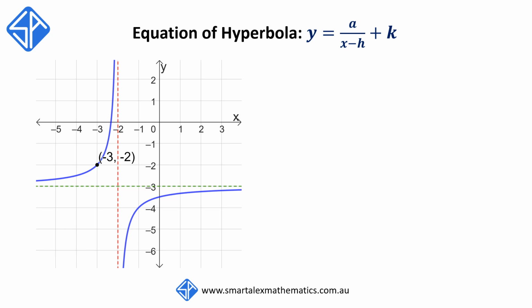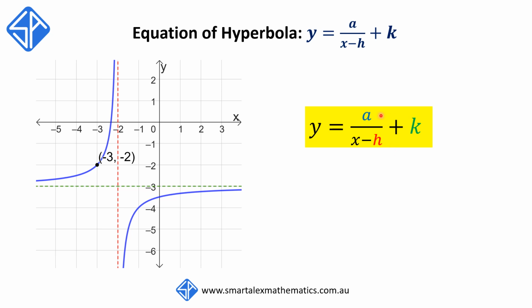In this video, we're going to look at another example on how to find the equation of the hyperbola when we're given the graph. To find the equation of the hyperbola, we need to begin with the general equation of the hyperbola, which is y is equal to a over x minus h plus k.